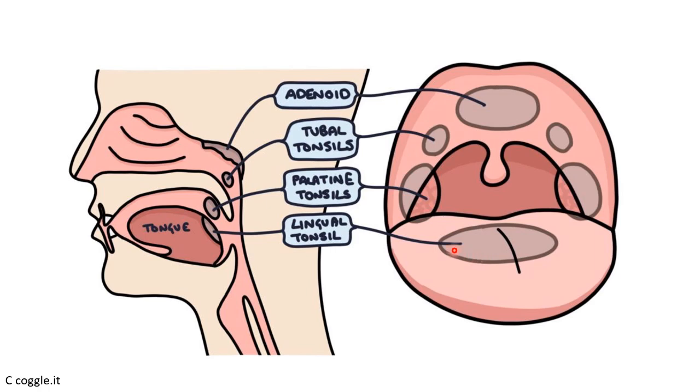And then you can find it here in this picture as your sagittal section view. So superior to inferior, you have adenoid, tubal, palatine, and then lingual.